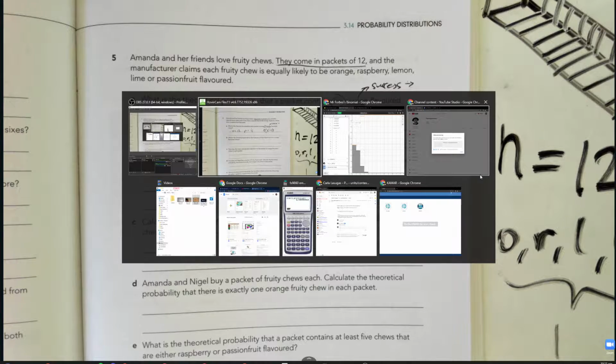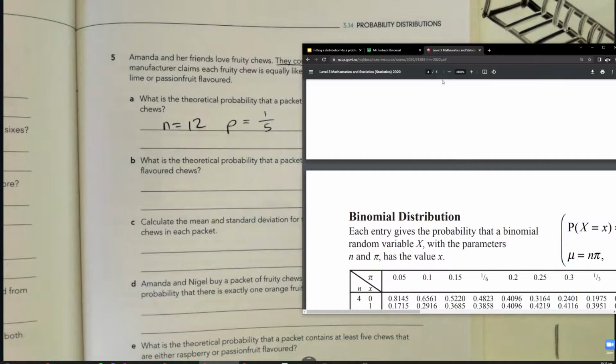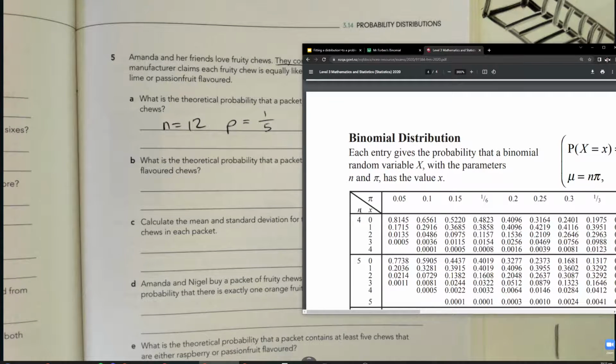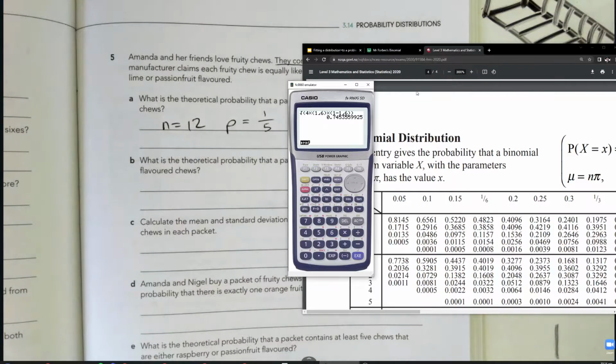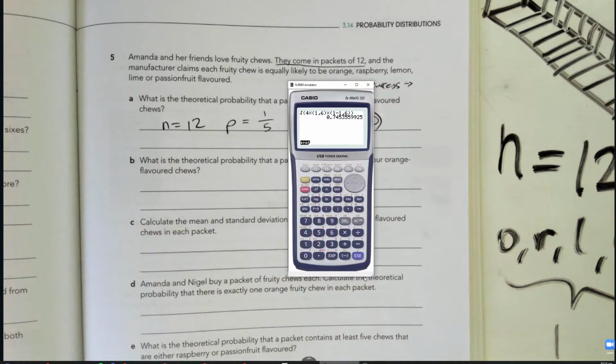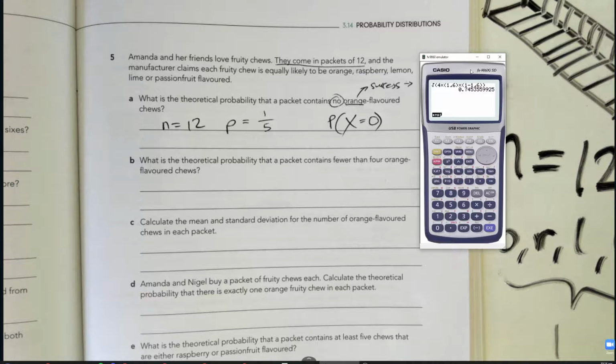Now we could use the formula sheet like this and put in our n and our probability, but to be honest, I cannot be bothered. You could also use the formula. We have a calculator to do these sort of things, so we can just go to our calculator.